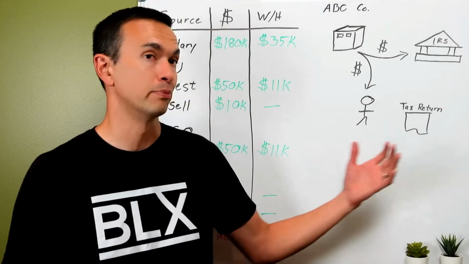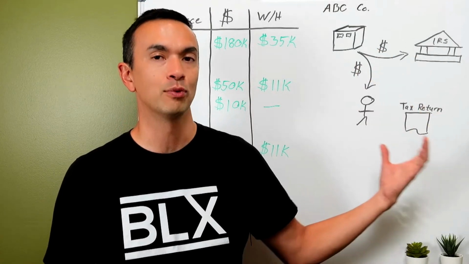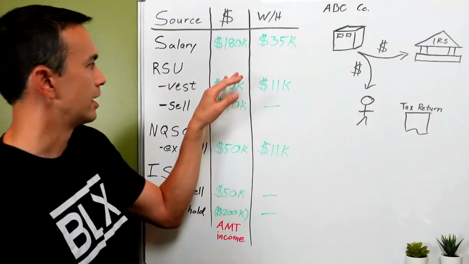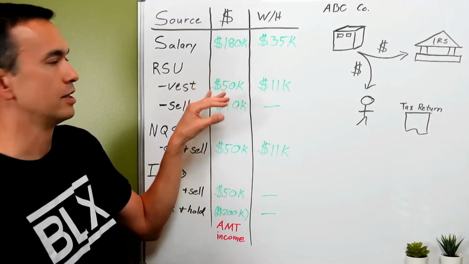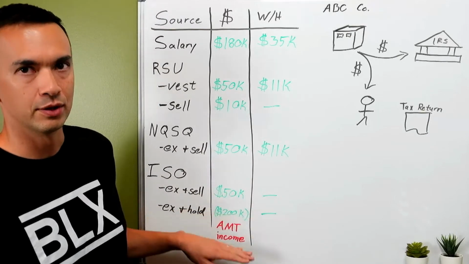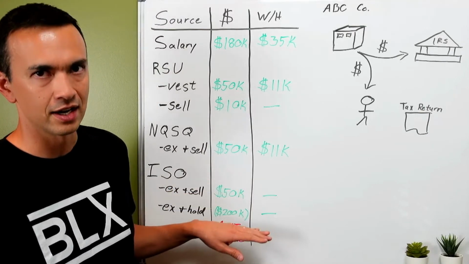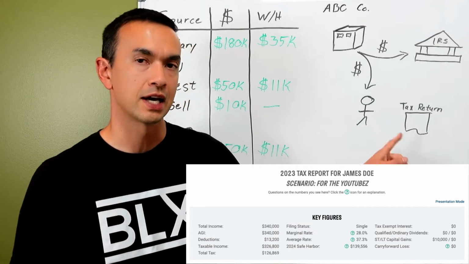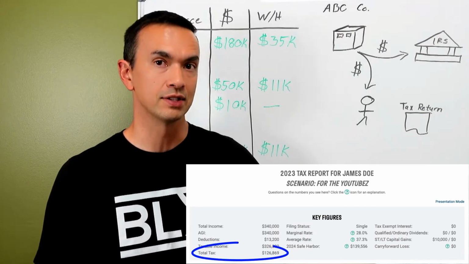So now if we circle back to doing what we did at the very beginning with just our salary, and we're filling out our tax return and adding up our salary and then our RSUs, and then we had our non-qualified stock options, and then we also did this with our incentive stock options, this tax liability is going to show a tax bill of about $127,000.